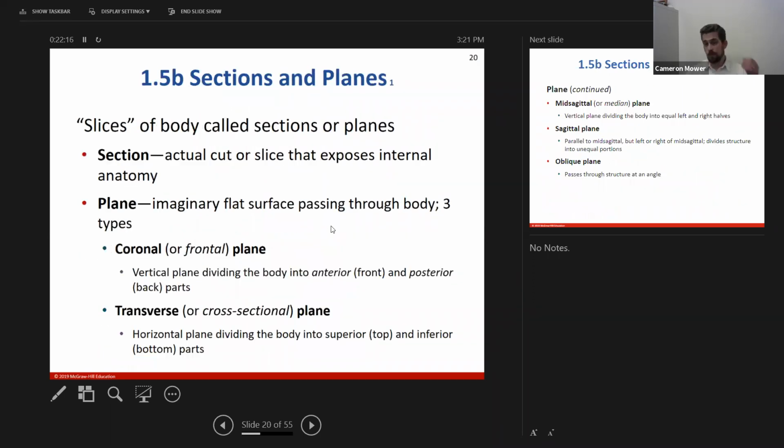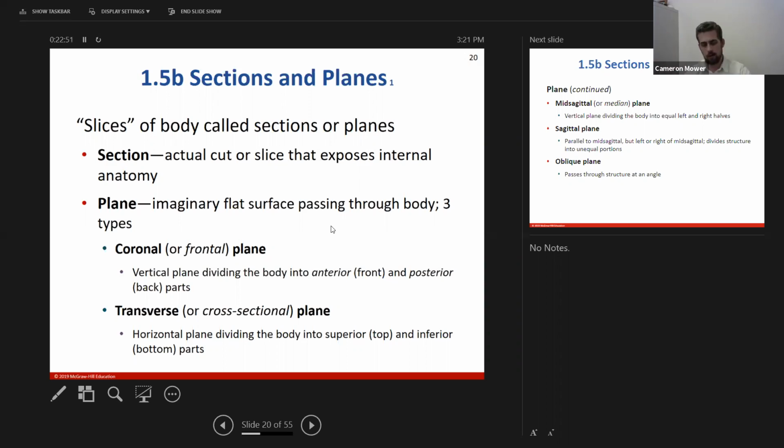So then we get to sections and planes. And we're going to go over a little bit more of that anatomical language in just a minute. But then we've got these sections. When you slice the body, we're going to call that a section or a plane, because we're essentially taking this two-dimensional snapshot of the body. A section is an actual slice that exposes the internal anatomy, but a plane is an imaginary flat surface that passes through the body.